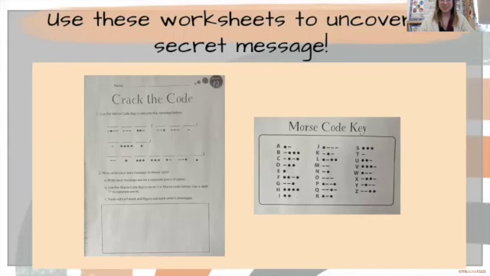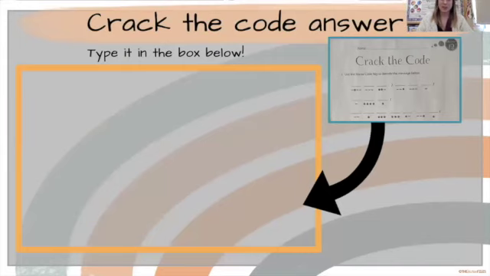For the rest of science today, you will pull these worksheets out of your new science packet that I sent home, and you are going to uncover a secret message. So you will practice being an electric telegrapher and cracking the Morse code message. Number 2 is optional. You can try to write your own Morse code message. Please make sure when you are done that you, on Google Classroom, tell me what the answer was to the crack the code activity.